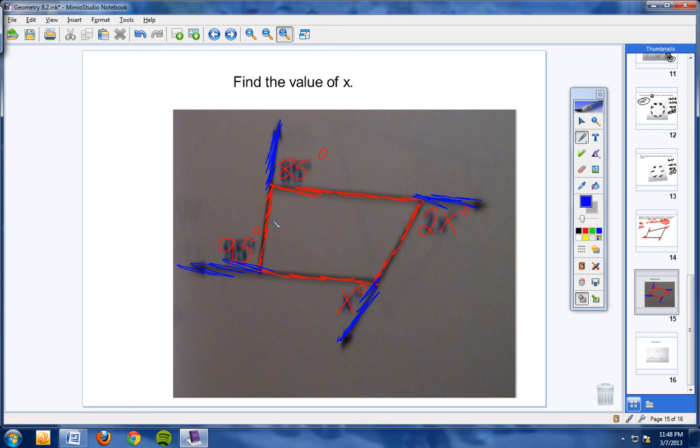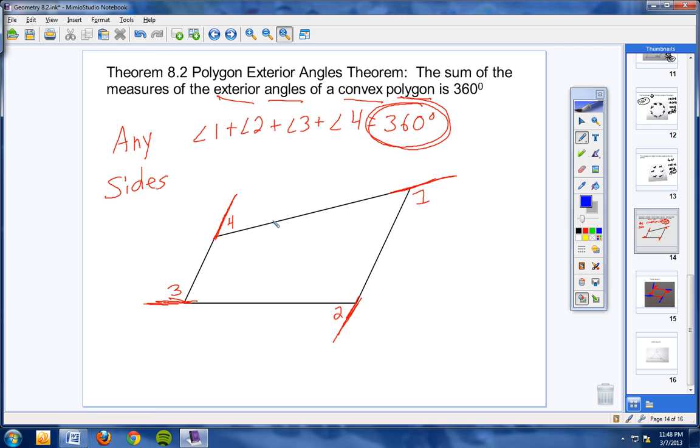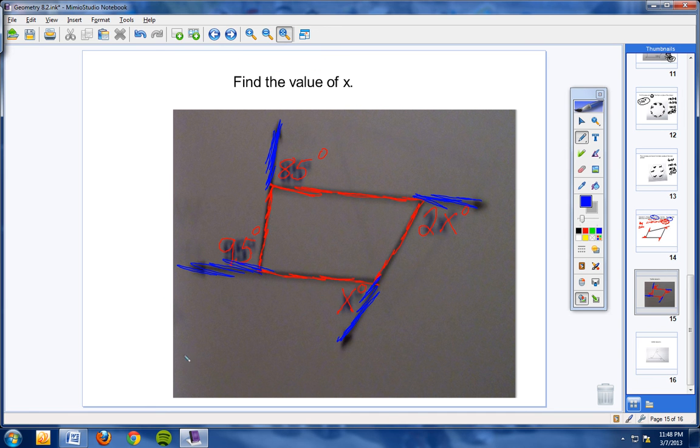Now what did you just learn in your last theorem? We just learned that exterior angles of a convex polygon always equal 360. Always, always, always. So I want you to find the value of x. This isn't too hard. I can write an equation. I can say 85 plus 95 plus x plus 2x, all of that should equal 360, should it not? I added up all four of my exterior angles and they should equal 360. Well, let's go ahead and simplify this side.